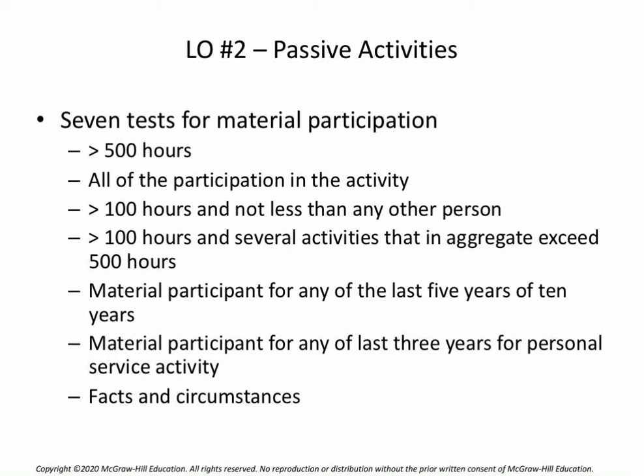The second is going to be all the participation in the activity. So we may not meet the 500-hour rule, but there's no other participants. We are solely participating in this activity. We've done everything that we can for our business venture, so we're going to meet that test. We may have other participants involved, but if we work greater than 100 hours and we are the one working the most hours, then we're going to be deemed materially participating.